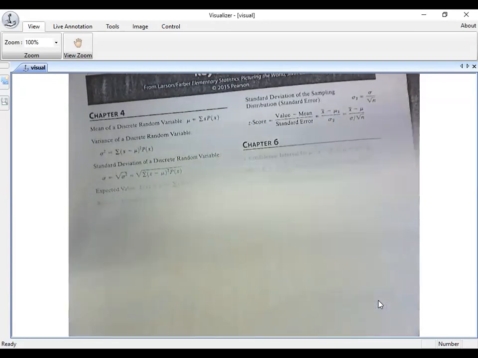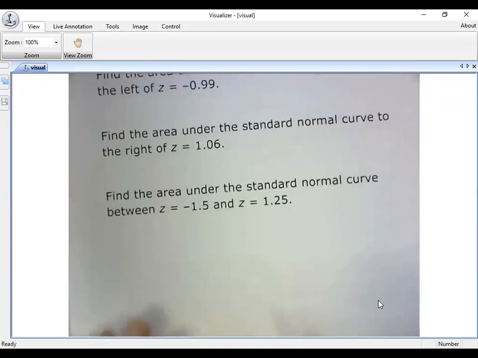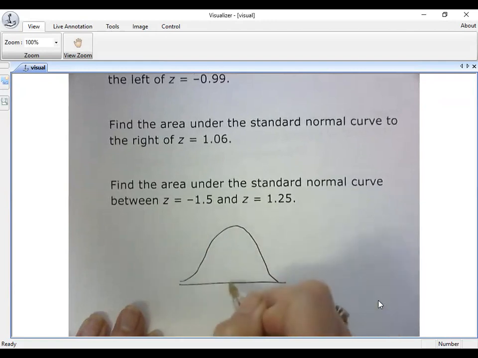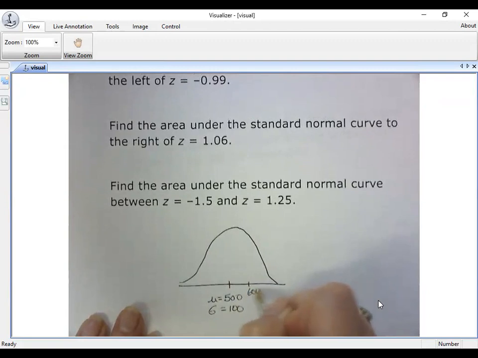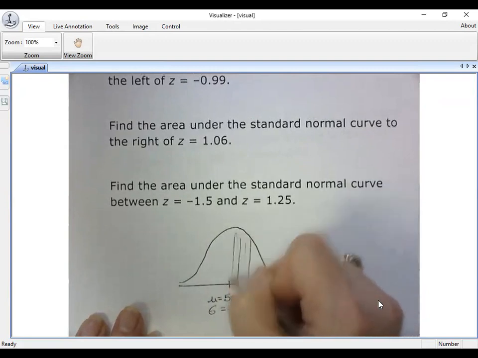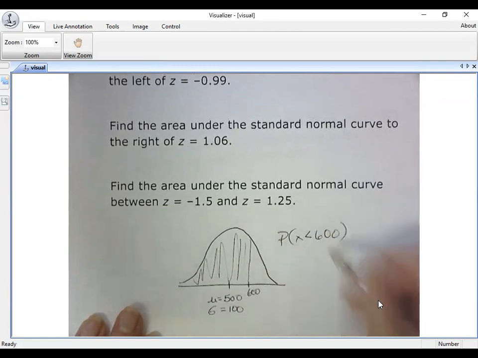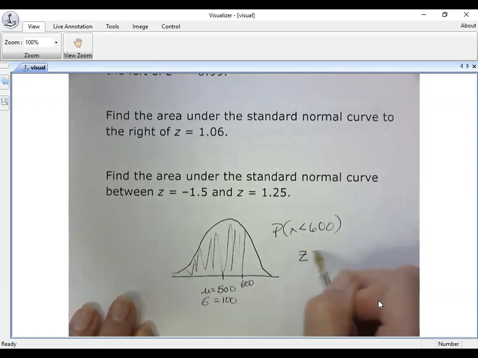So here's what I want to show you. I'm just going to put it at the bottom of this one. And our graph looked like this. The mean was 500. The standard deviation was 100. So if this was 600 and we wanted the probability that some X value would be less than 600, we want to change that to a z-score. So Z would equal, how would I calculate Z?